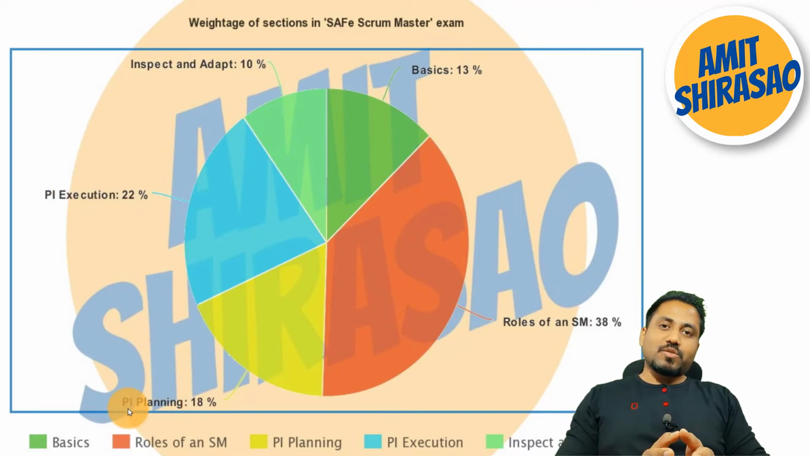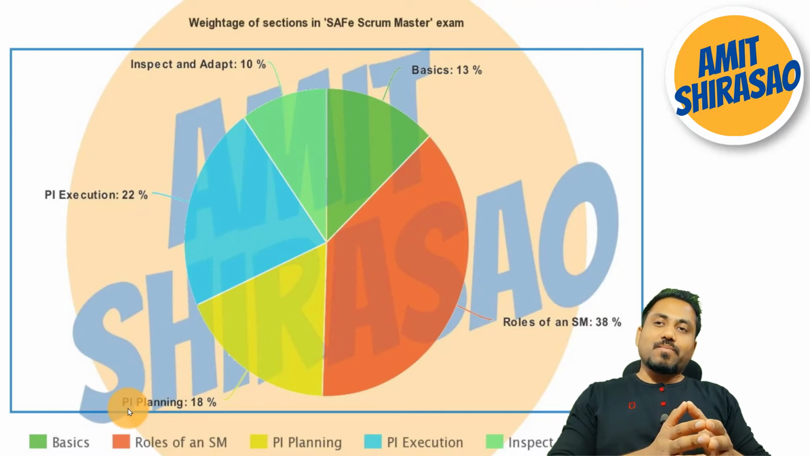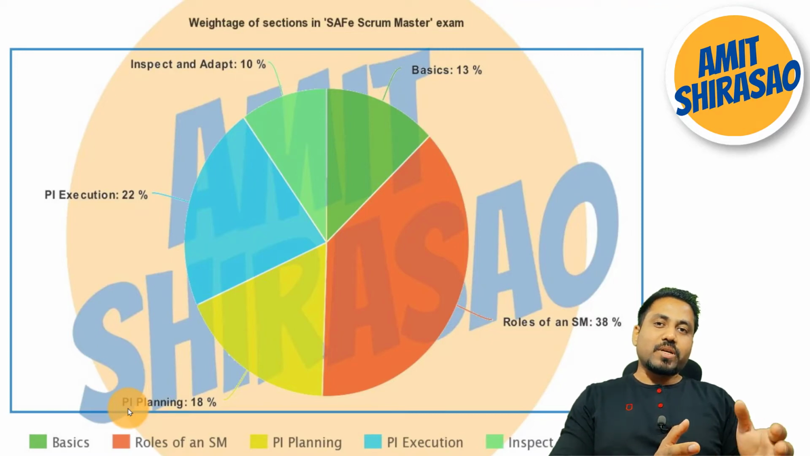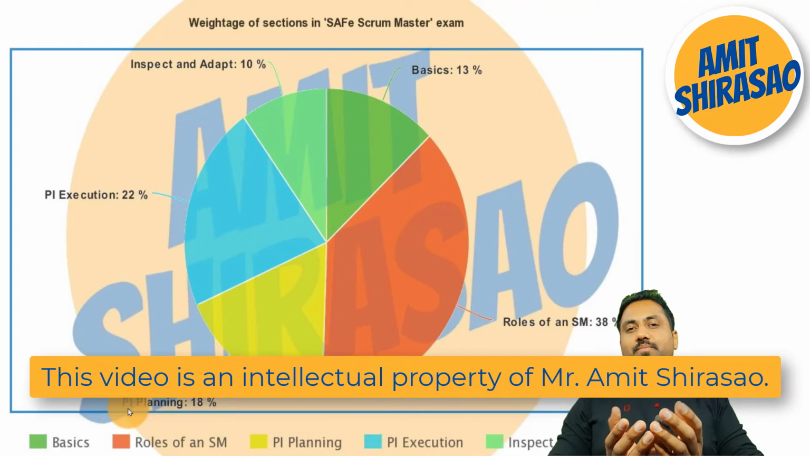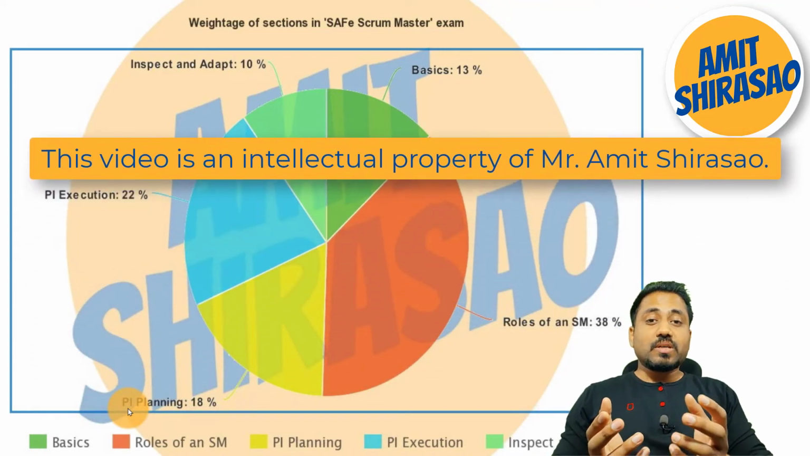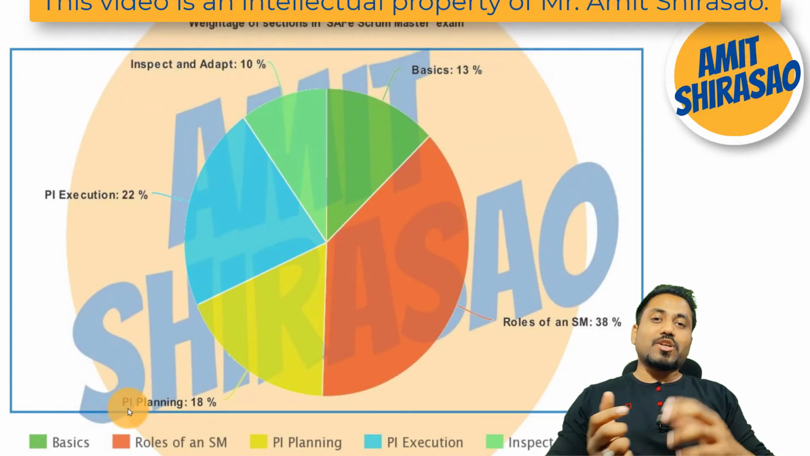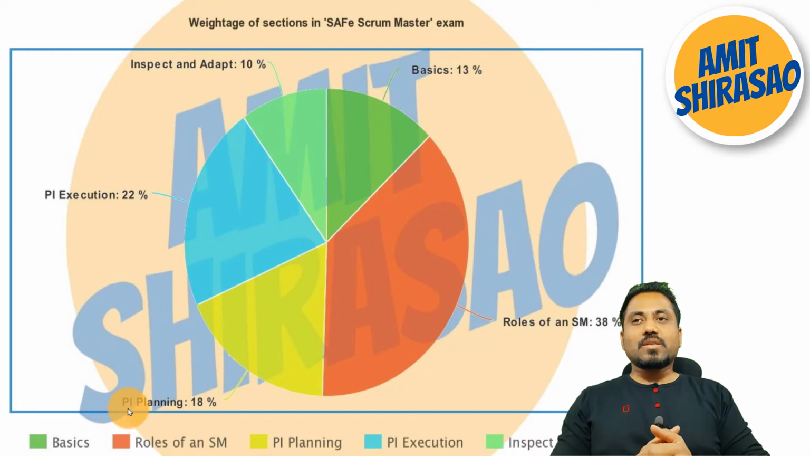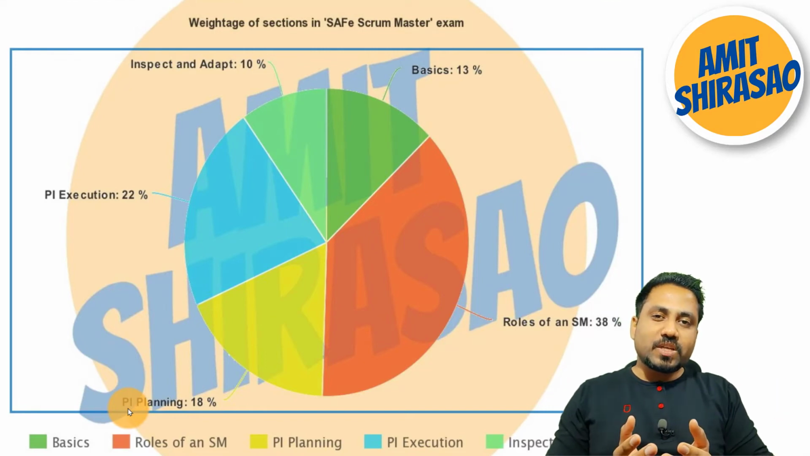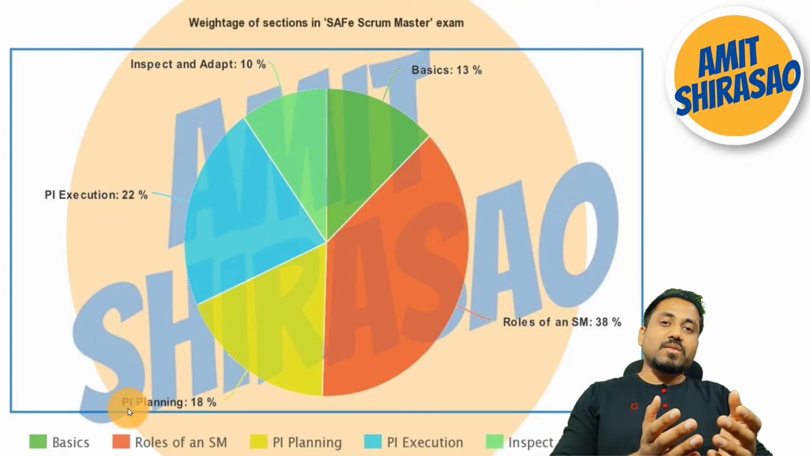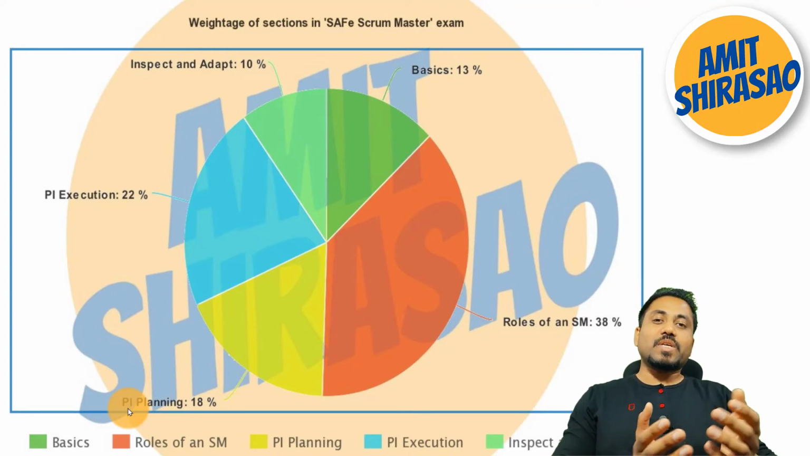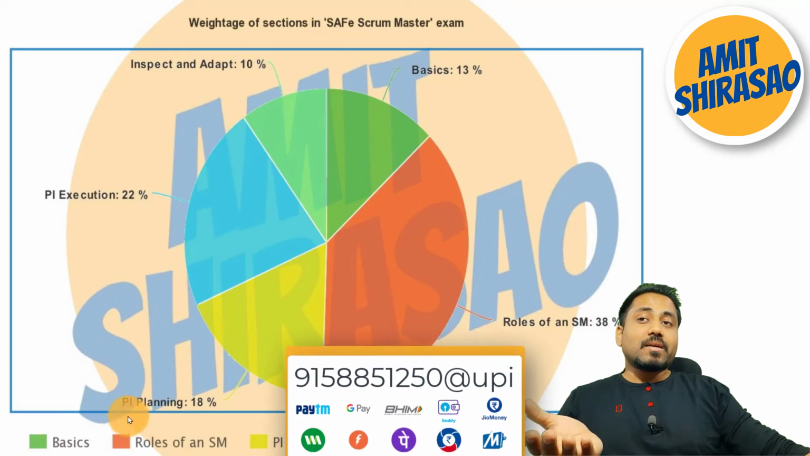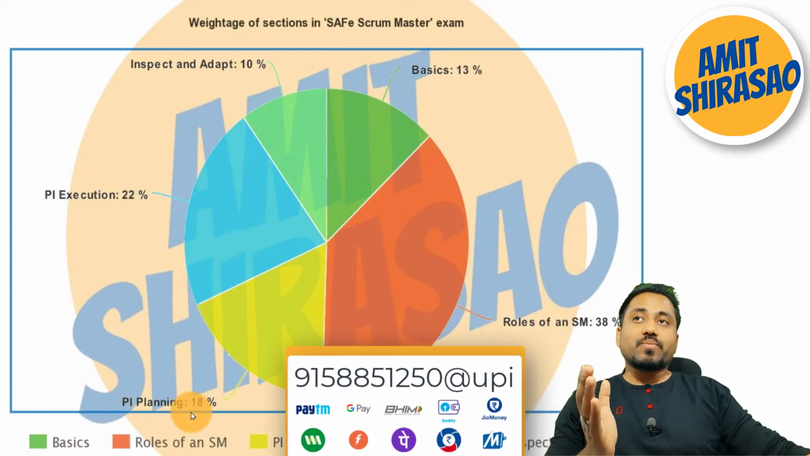Program increment. So program increment planning, a program increment is like a group of a lot of iterations. Now what are iterations? Iterations means sprints. Sprints are called iterations over here. So a group of a couple of sprints is called a program increment, also called PI. So for PI planning, they'll be asking you 18% of questions.